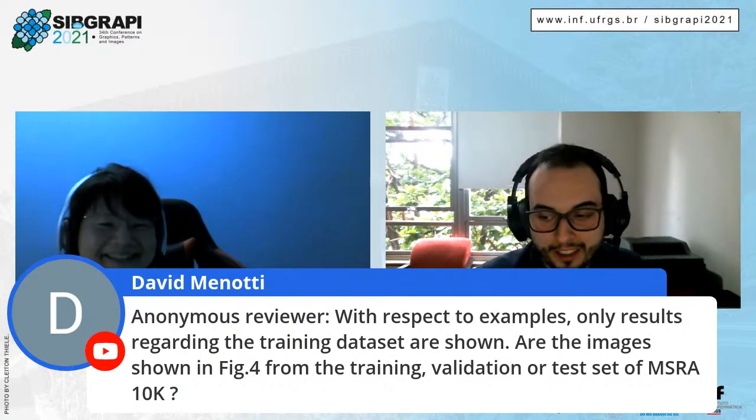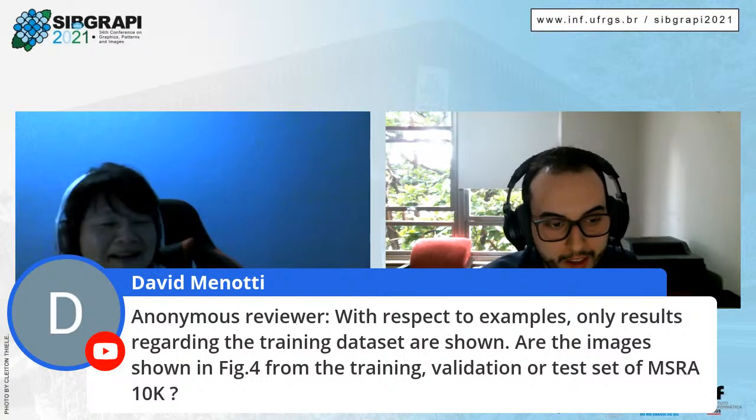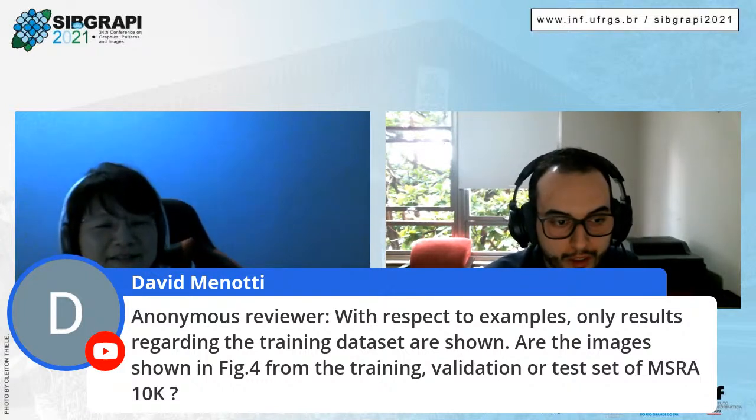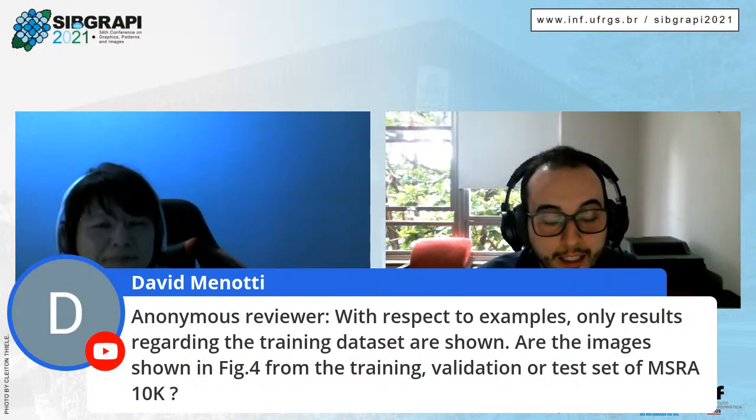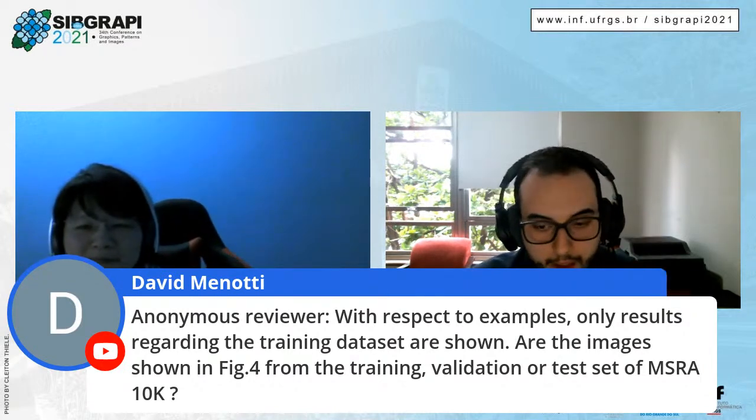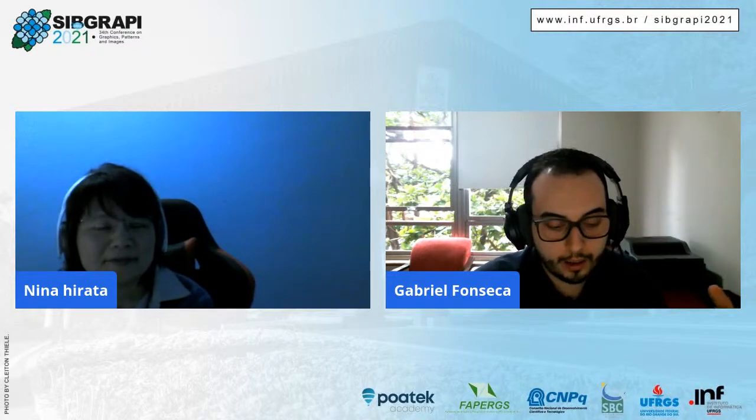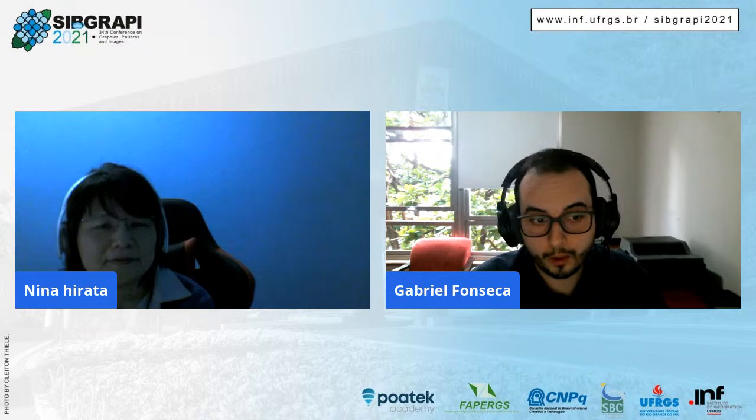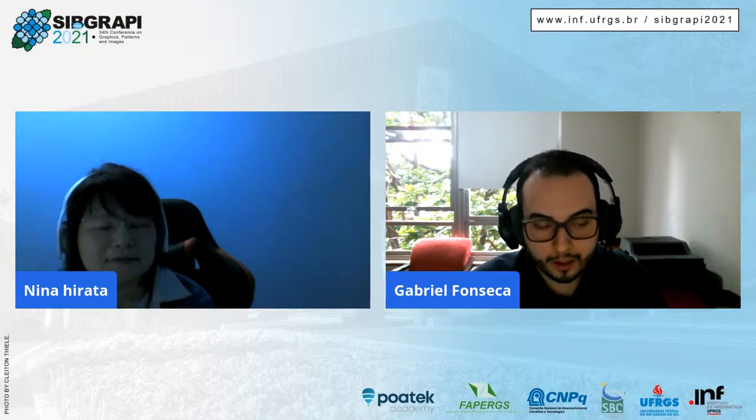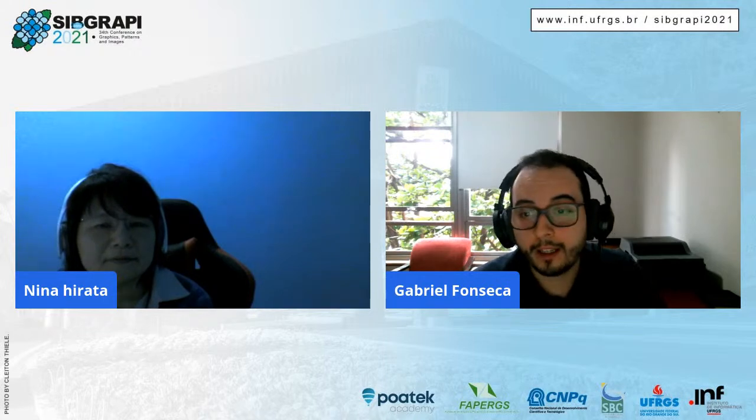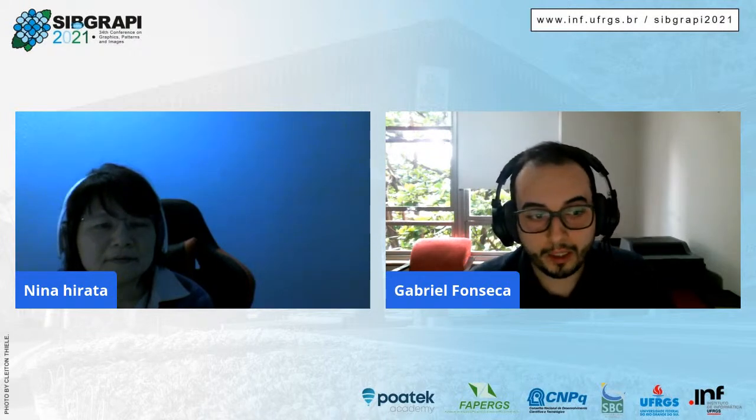Yes, to make it more clear, figure 4 has the qualitative examples, so it's the images that were shown in the presentation. We use the MSRA10K dataset, which has 10,000 images, and we use 9,000 images for training and 1,000 for validation. In this case, those images are from the validation split. So it's not from the training set that we use. It's from the validation set.